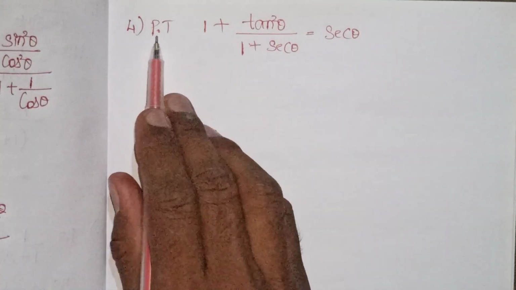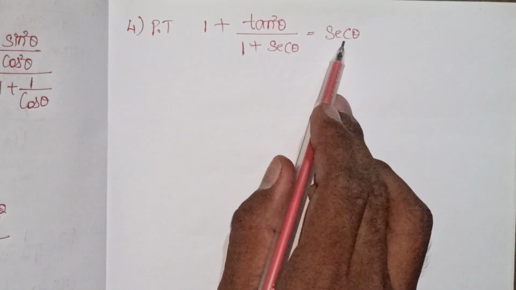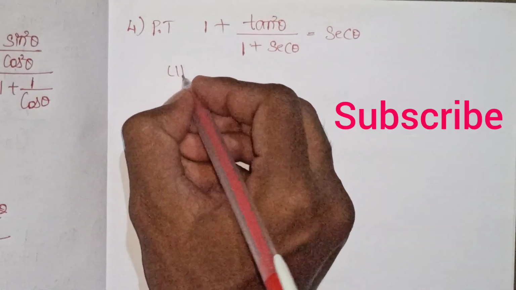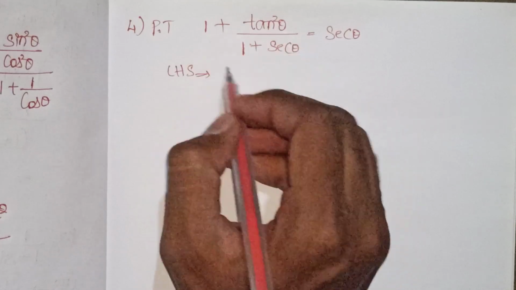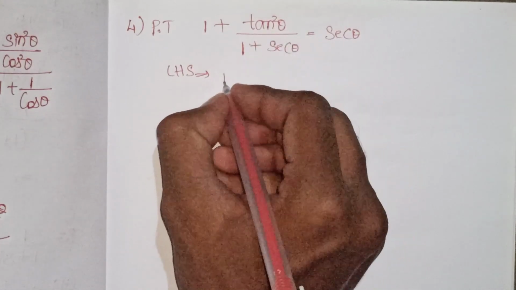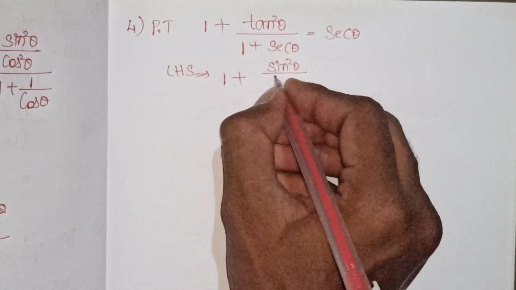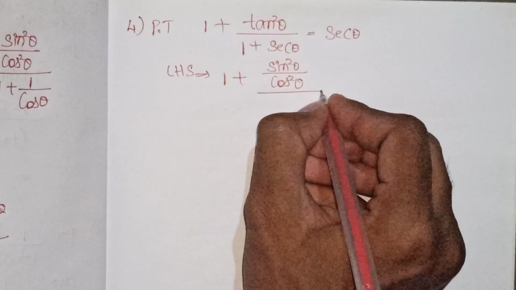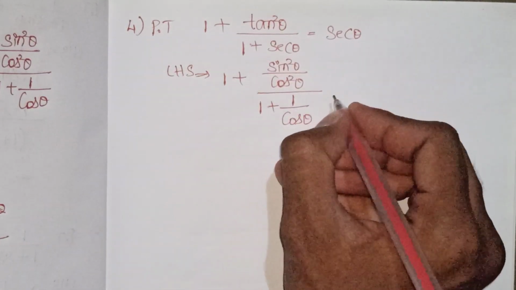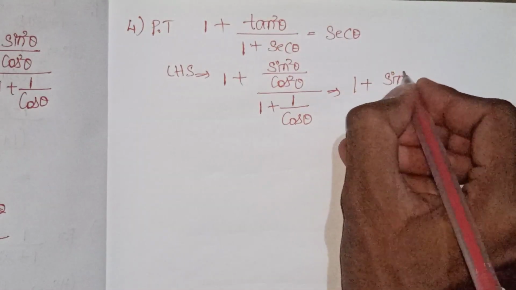Now let's move on to the next question. (1 + tan²θ)/(1 + secθ) = secθ. By taking LHS, we need to prove RHS. Therefore, in the LHS, tan²θ and secθ can be changed into sin and cos. Like 1 + tan²θ can be changed to sin²θ/cos²θ, and 1 + secθ can be changed to 1/cosθ, and therefore 1 + sin²θ/cos²θ.